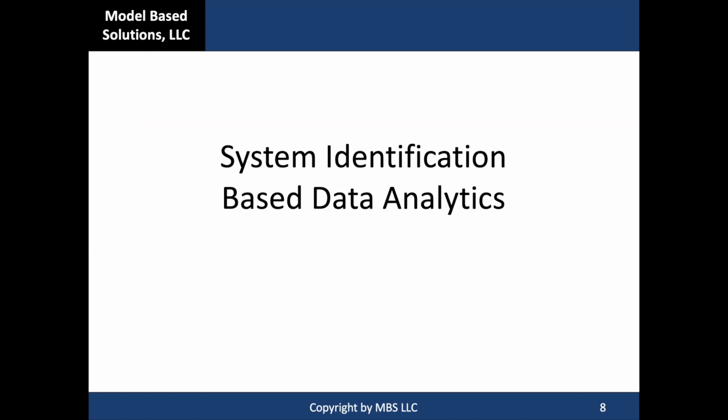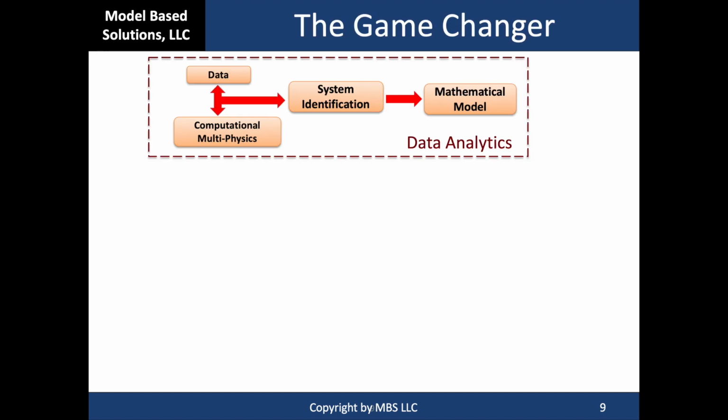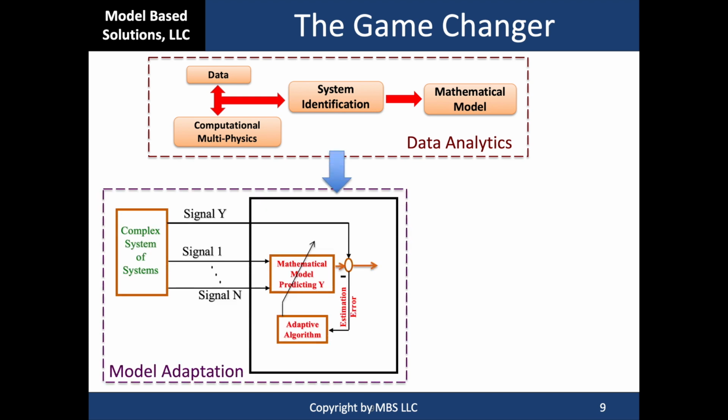So how does system identification solve data analytic problems? System identification to data analytic problems is the game changer. The process begins with measured data, computational data, or a fusion of these data sets called hybrid data. This data is analyzed using the system identification tools you will learn in this short course series to produce and calibrate mathematical models. The mathematical model is deployed and adapted in real time to precisely match the model output to the Y sensor measurement.